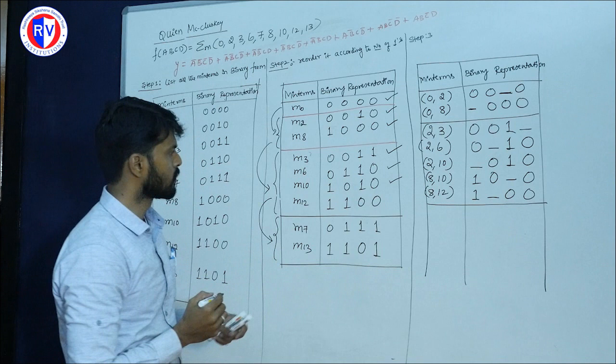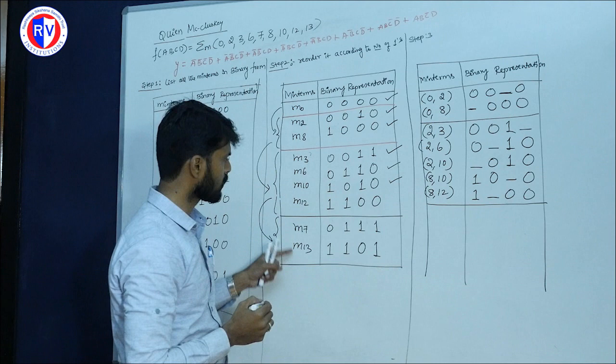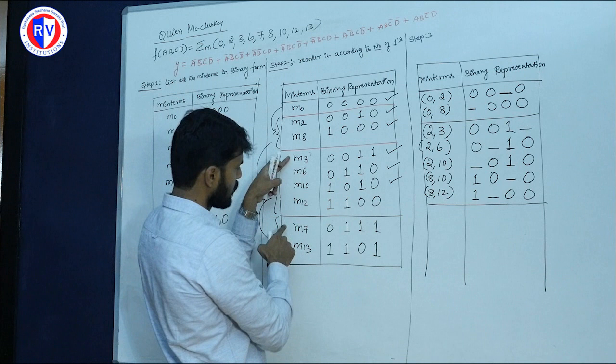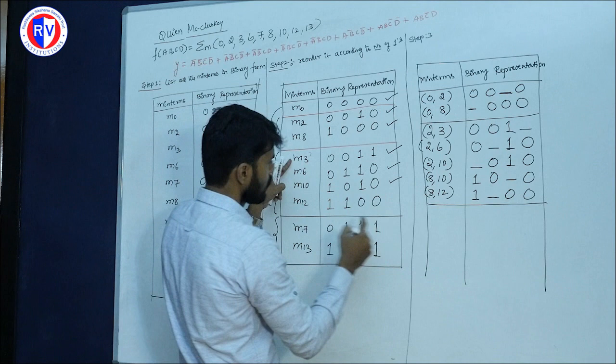Similarly, we need to do comparison this segment with this segment. So how to do this? So again, same, 3 with 7 and 13, 6 with 7 and 13, 10 with 7 and 13, 12 with 7 and 13. Now we will do one by one. First I will take 3 and 7. Is there 1 bit change in 3 and 7? Yes, there is a 1 bit change. Only this bit is changing. So I will take, so 12 is covered already. I will put a tick mark.